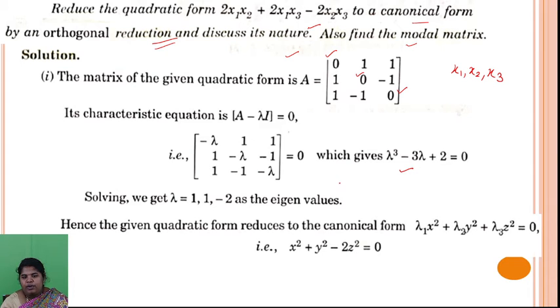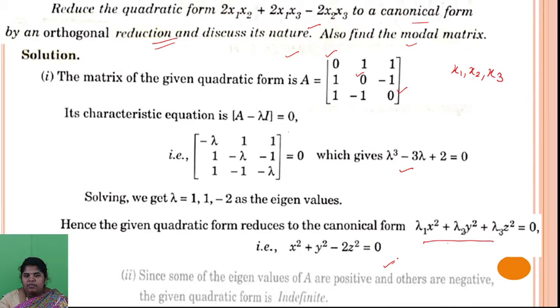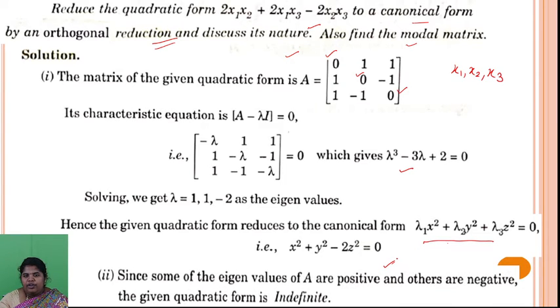Hence the given quadratic form reduces to the canonical form. So this is our canonical form general expression. In that, replace lambda 1, lambda 2 and lambda 3 values. So this is our canonical form. Now we are going to discuss its nature.